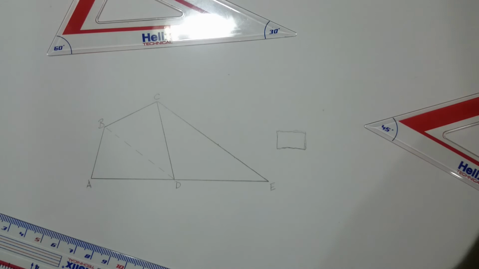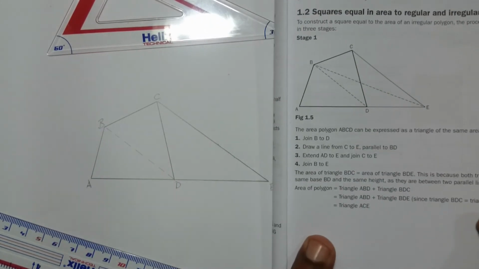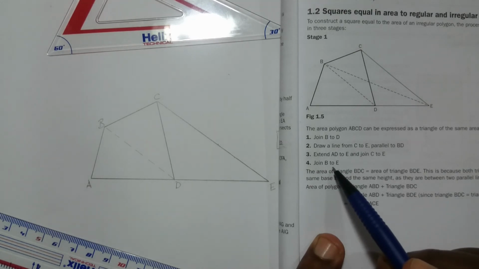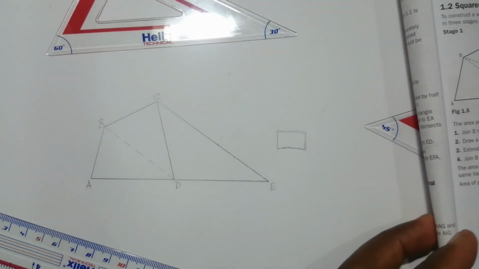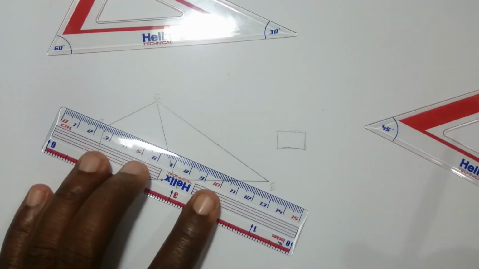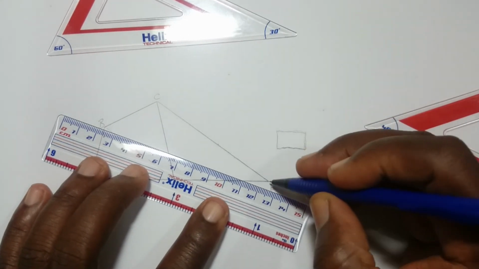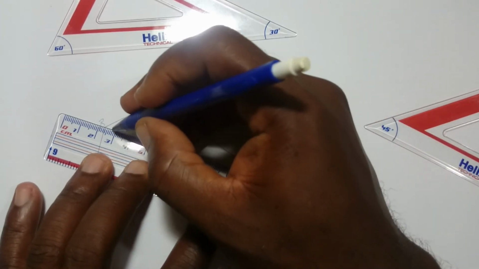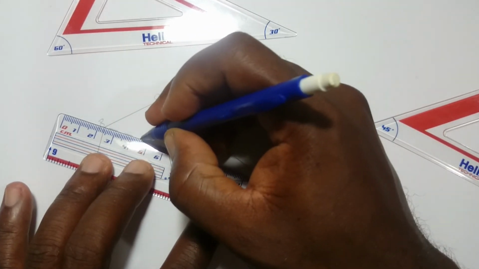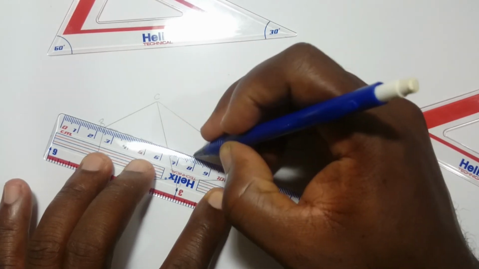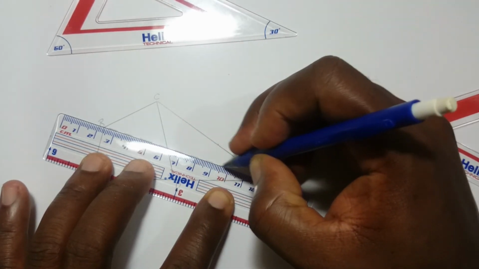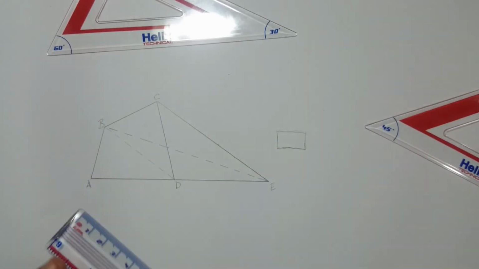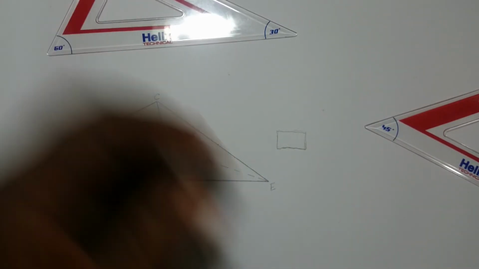Okay, so let's go back to the book. Number 4 says join B to E. Okay, join B to E. All right, so let's do that, and it's gonna be a dash line. So corner B is gonna go to corner E with a dash line. And when you're drawing dash lines, try and make the dashes equal in length, so it looks much neater. Always want to make your work look neat.